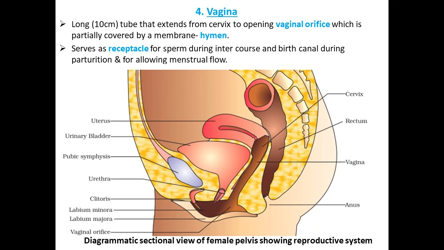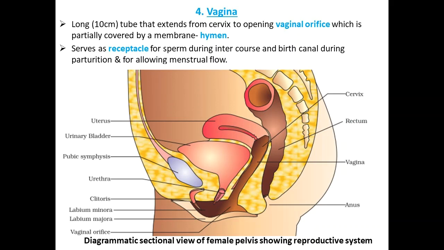It is also a birth canal, or it forms a birth canal along with the cervix for the release or delivery of the baby, that is parturition, and it allows the menstrual flow or monthly cycle.